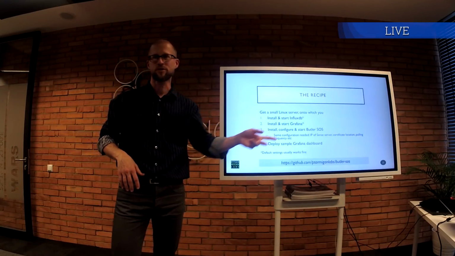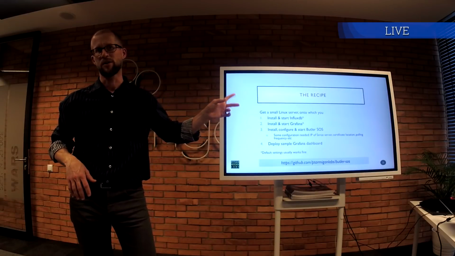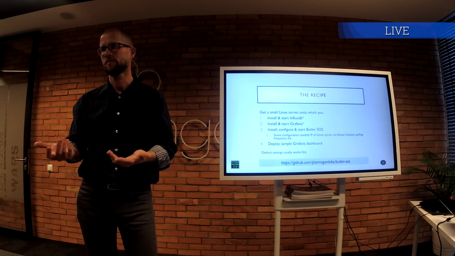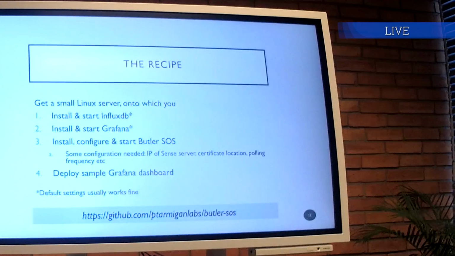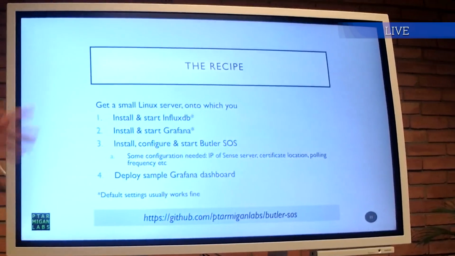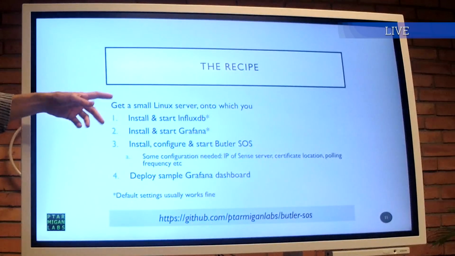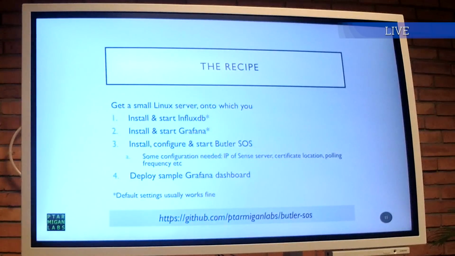So you need a small Linux server. What we see now runs on the smallest Google box money can buy. It cost me like $4 per month or something. So you don't need big hardware. You can run this on your existing Sense environment, but I would recommend putting it on a separate small server. You can certainly put it in Docker containers if you like that. You install Influx and Grafana on your server.